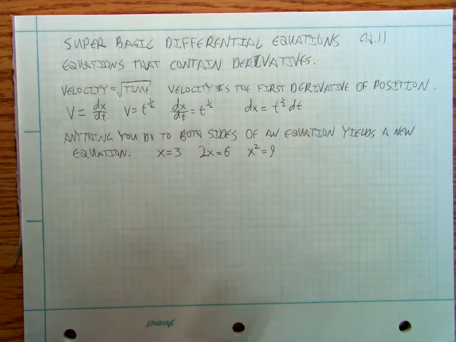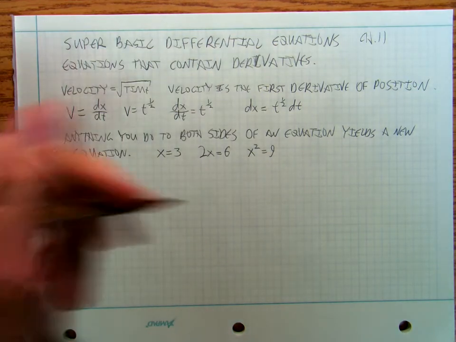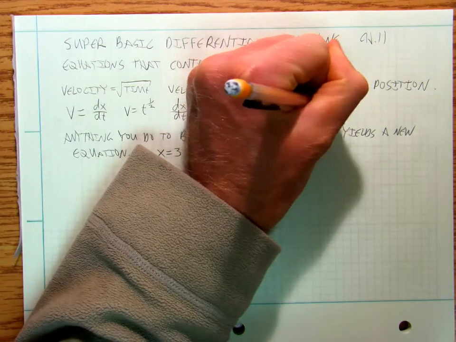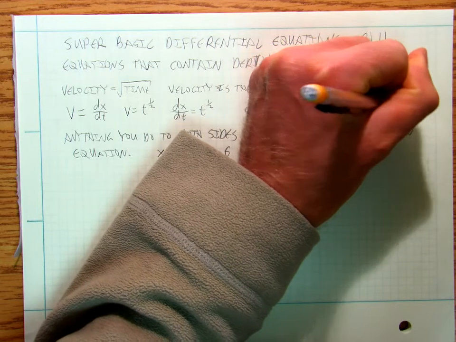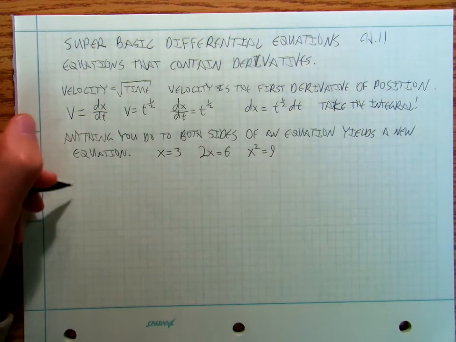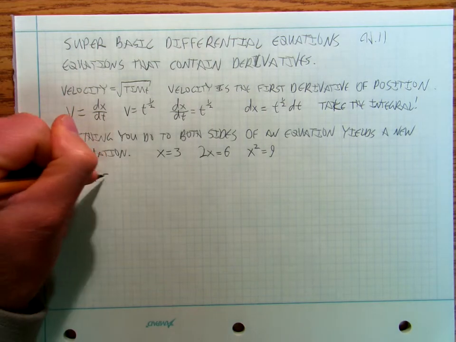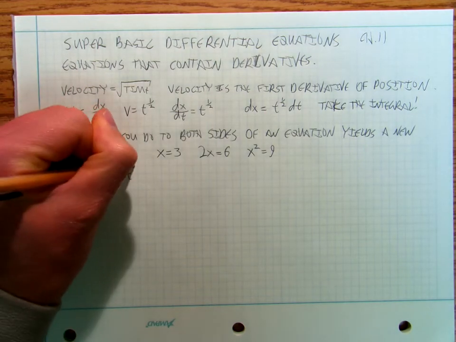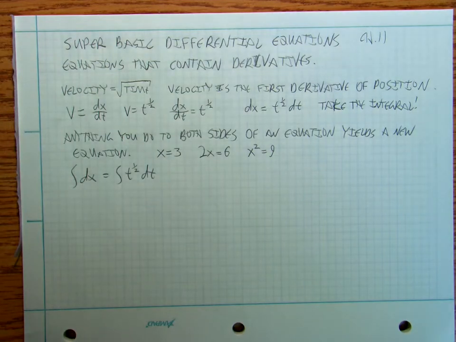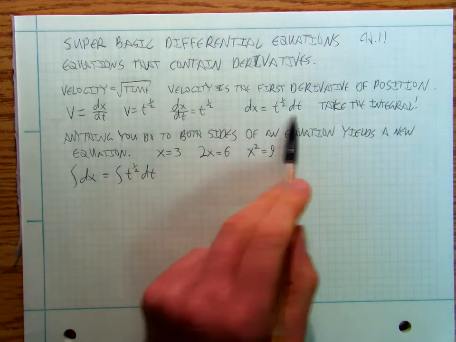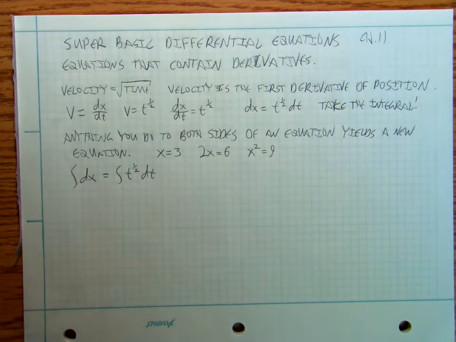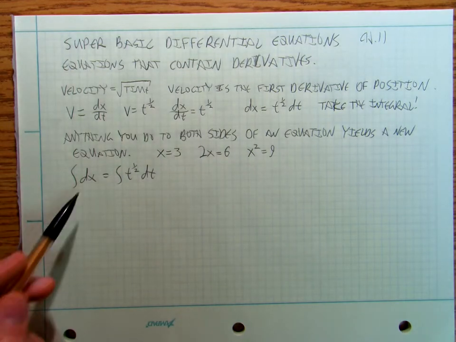So here I multiply both sides by dt. And then the next thing I do to both sides of the equation is take the integral. So I'm going to take the integral of dx equals the integral of t to the 1/2 dt. All I've done is added a symbol to both sides of that equation, which means take the integral, and if I do it to both sides, it's going to be okay.